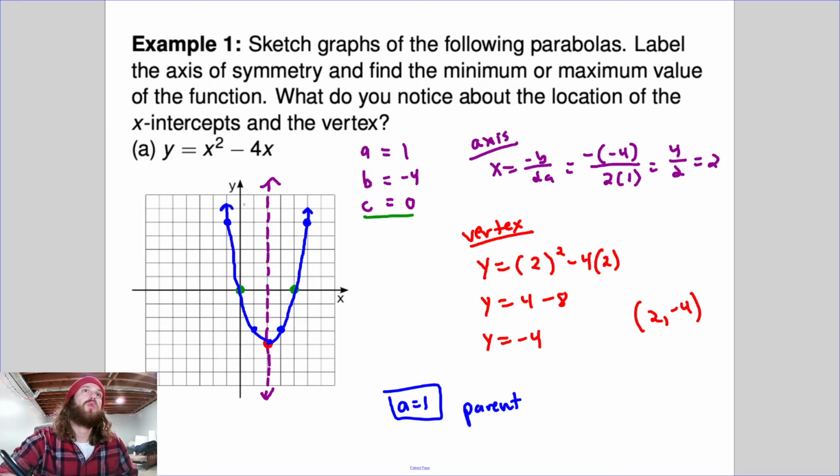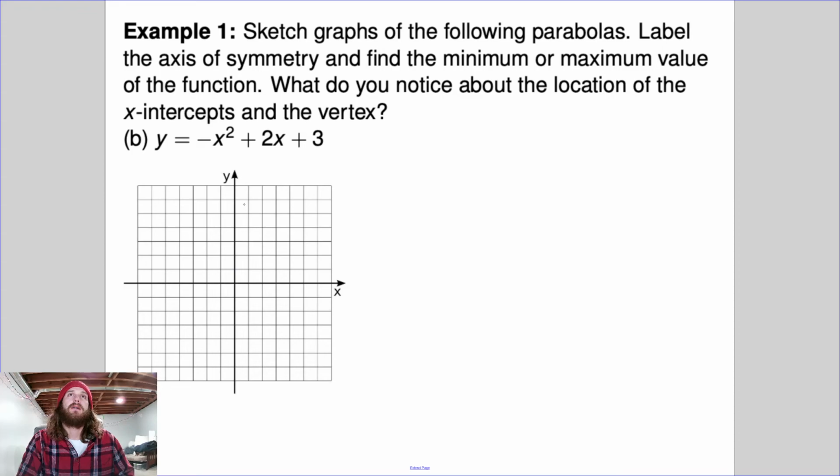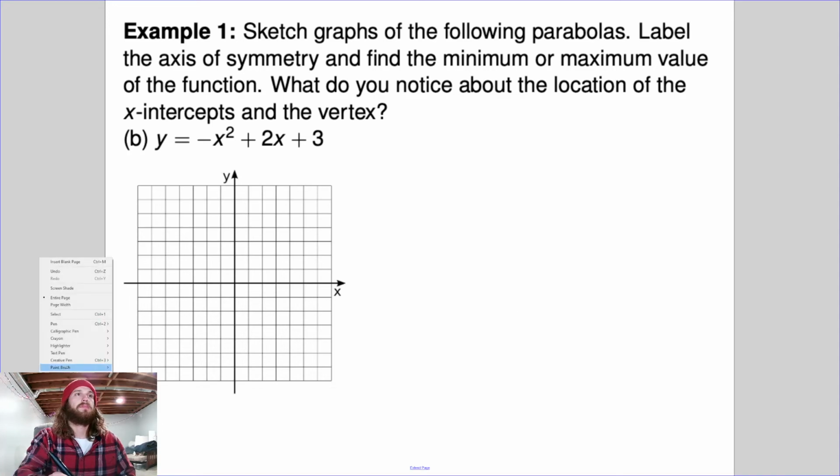All right, so as a warm-up, you guys go ahead and try this next one. Give it a shot. I'm going to go over here in just a minute. All right, here we go.